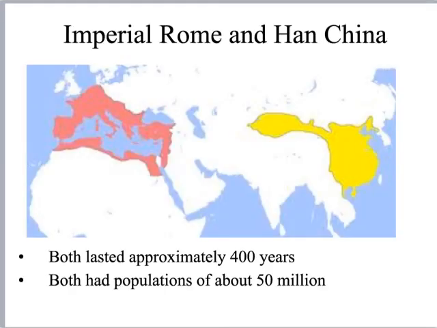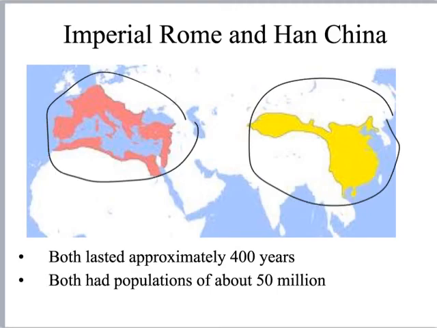Both Imperial Rome and Han China lasted approximately 400 years in their overall time, and both had populations of about 50 million. Again, Imperial Rome was located here in the west around the Mediterranean, and Han China was located here in present-day China and East Asia.